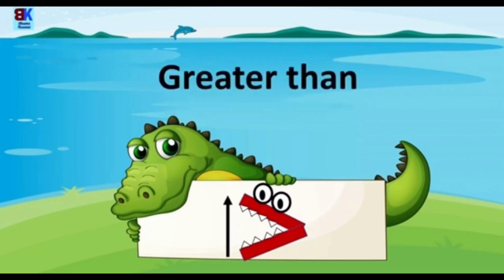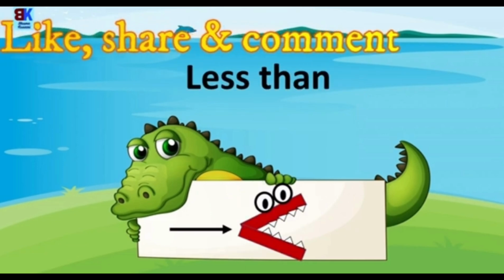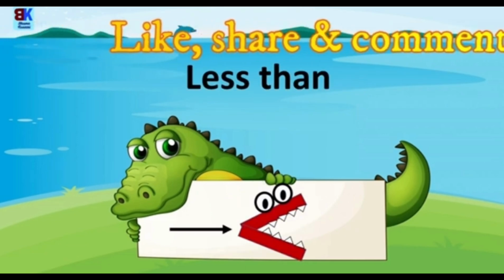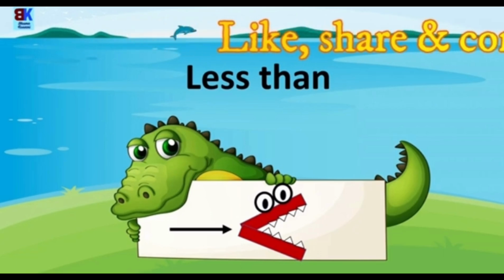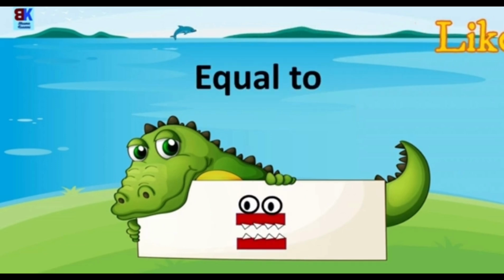This is the greater than sign where I open my mouth to eat the bigger number. This is the less than sign where the back of my mouth points towards the smaller number. And this is the equal to sign where numbers on both the sides are the same and hence equal. Let us see some examples.